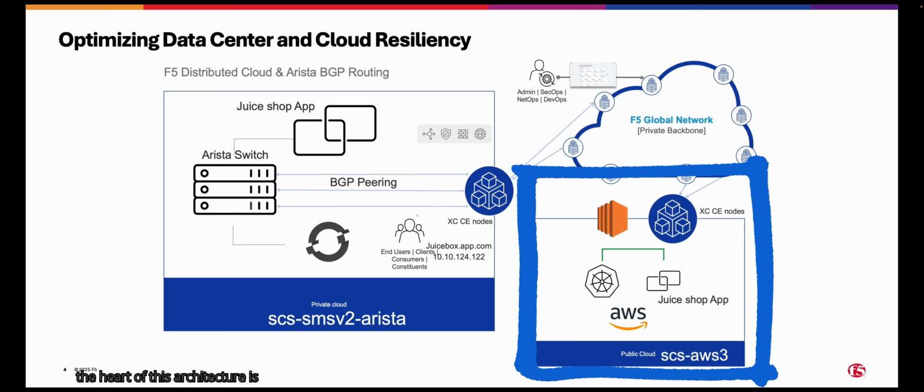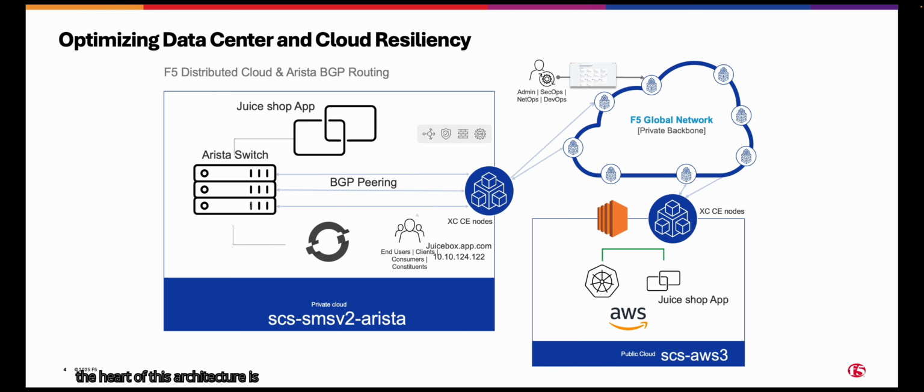At the heart of this architecture is the F5 Distributed Cloud Customer Edge, which serves as a control plane, and the Arista switch that manages BGP peering and ECMP routing. Together, these components provide a resilient, scalable, and highly available solution for modern applications.